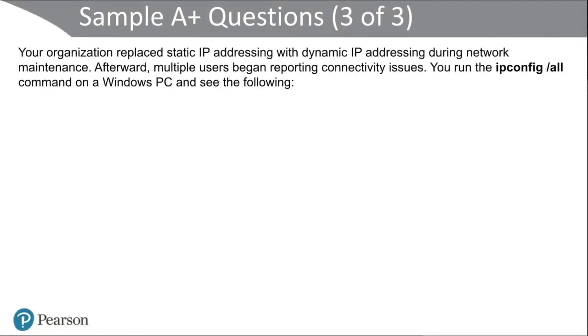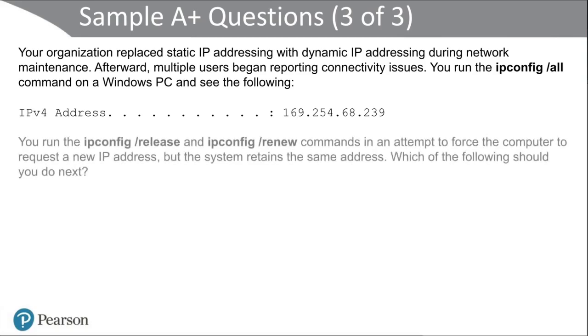Sample question number 3. Your organization replaced static IP addressing with dynamic IP addressing during network maintenance. Afterward, multiple users began reporting connectivity issues. You run the ipconfig/all command on a Windows PC and see the following: IP version 4 address 169.254.68.239.